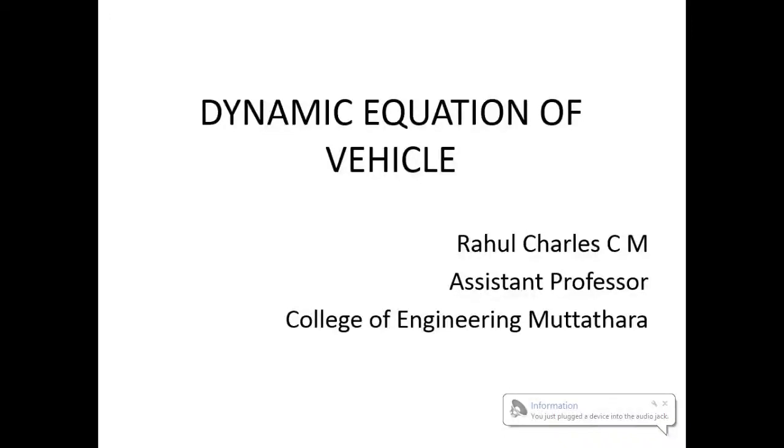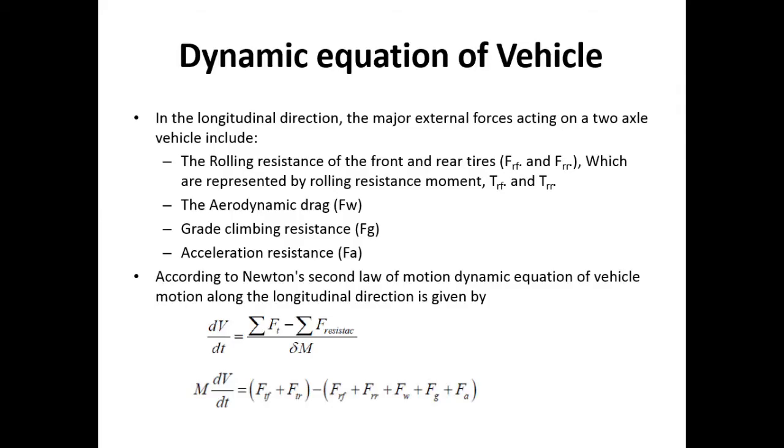Hi, today we are going to derive the dynamic equation of a vehicle. The major external forces acting on a vehicle include the rolling resistance of the front and rear wheel, which are represented by the rolling resistance moments TRF and TRR, aerodynamic drag, grading resistance FG, and acceleration resistance FA.